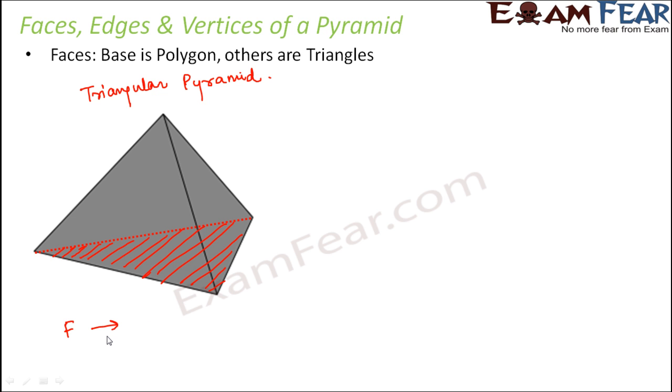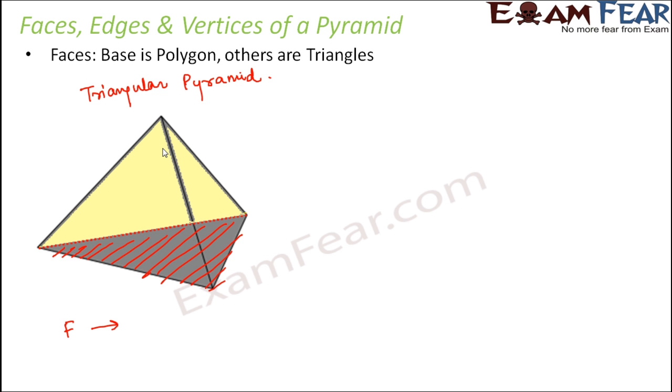How many faces are there? So we have one base, which is a triangle. So one base is already there. Besides that, we have three other triangles. So this is one triangle, this is the second triangle, and the back side one is the third triangle. So these three triangular faces plus one triangular base. So in total we have four faces, and each of these faces is in the shape of a triangle.